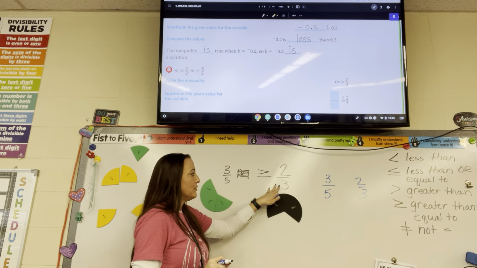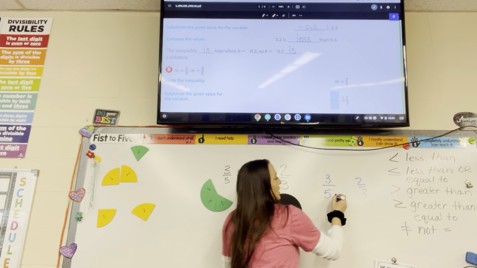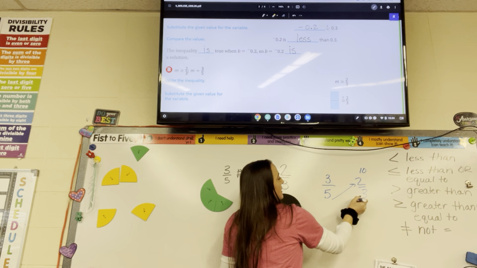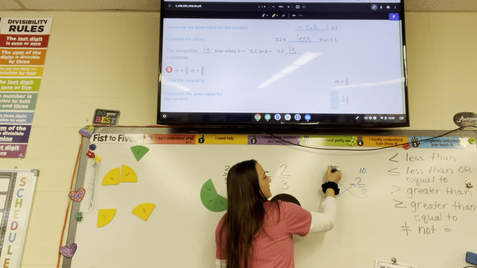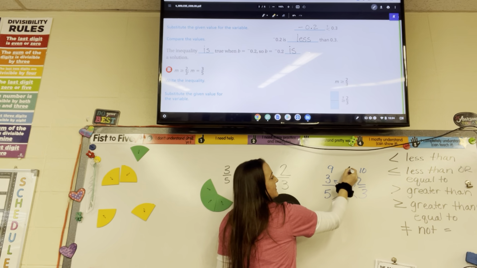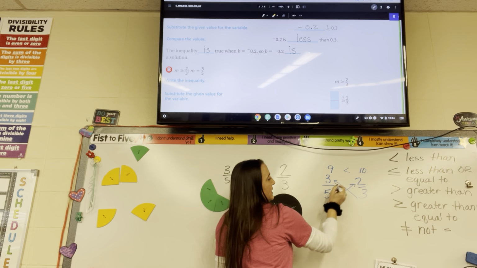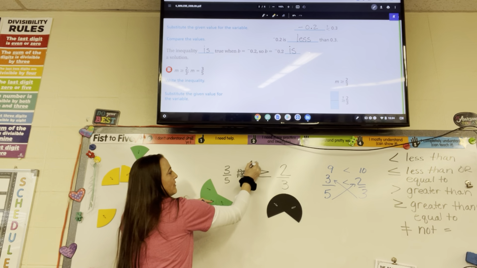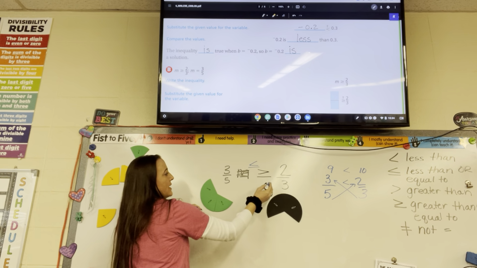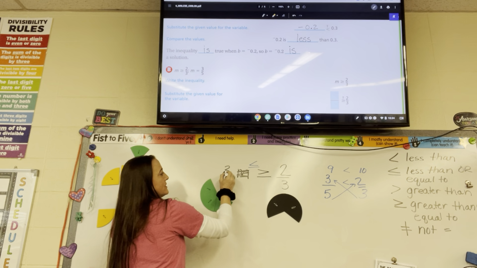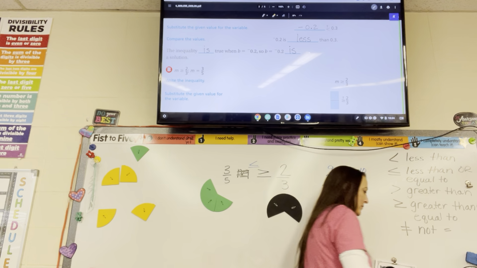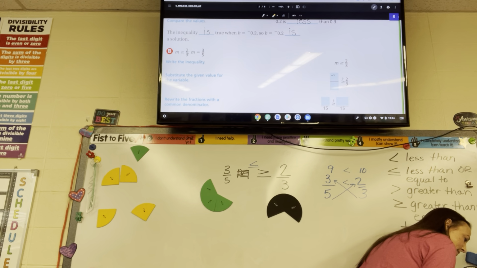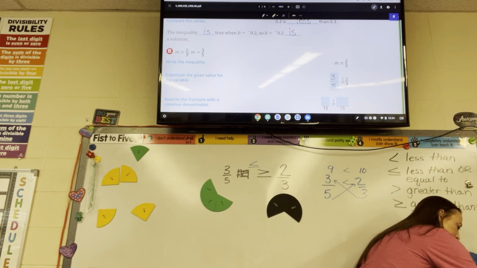So we're comparing these two fractions, right? If you go up, 5 times 2 is 10, and then 3 times 3 is 9. Since 9 is less than 10, 3/5 is less than 2/3. So to make this true, we'd have to have a less than or equal to sign. We don't, so that means this is not a solution, okay? So 3/5 is not greater than or equal to 2/3.